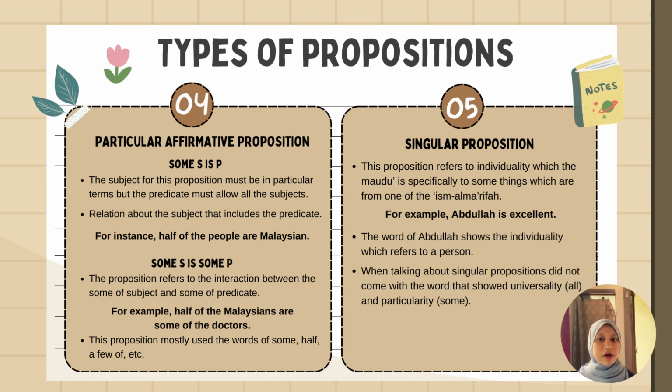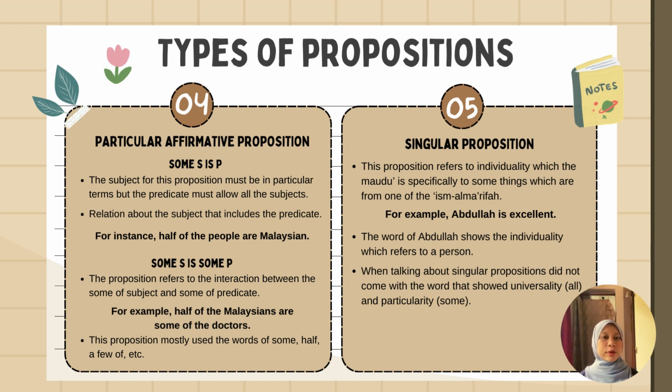The next form is the proposition that refers to the interaction between some of the subject and some of the predicate. The formula is some S is some P. For example, half of the Malaysians are some of the doctors. And these propositions mostly use the words some, half, a few of, and some from.